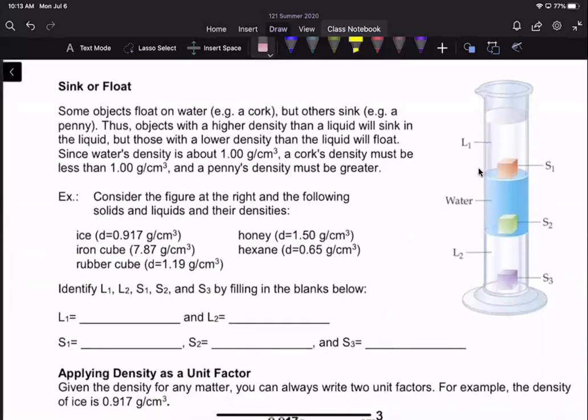All right, we can arrange things in terms of their density. Things that have a higher density will sink. So let's take a look at these different materials. We have ice, we have iron, and we have rubber. Those are our solids. And we have water and honey and hexane. So we put these together and look at where they settle out. We can rank them on the basis of their density.